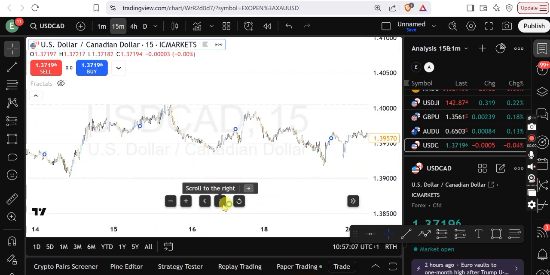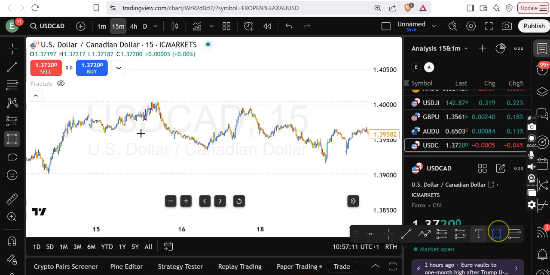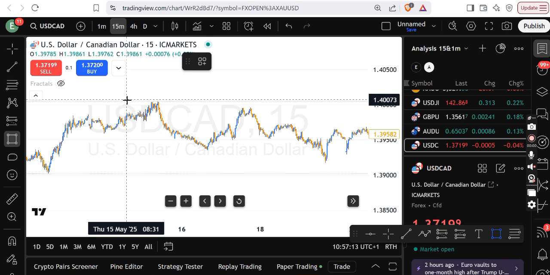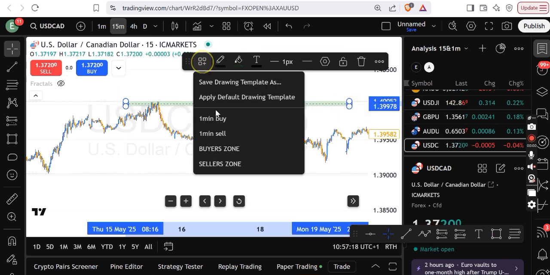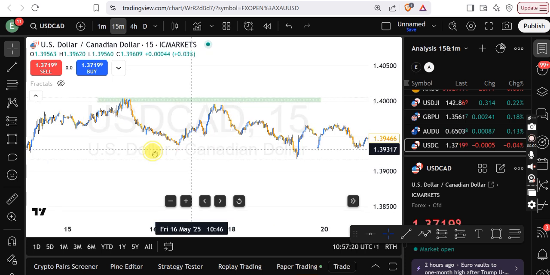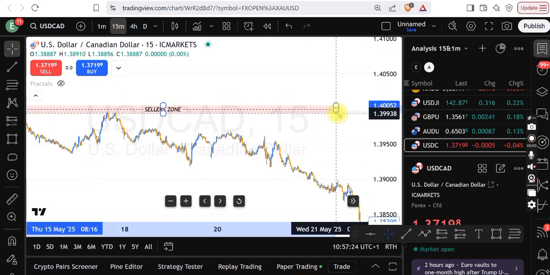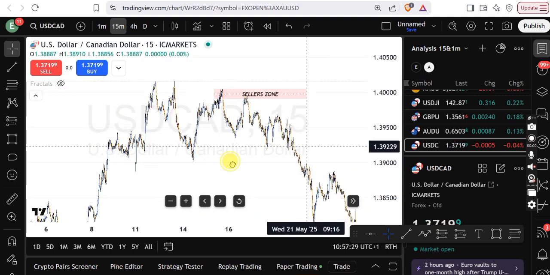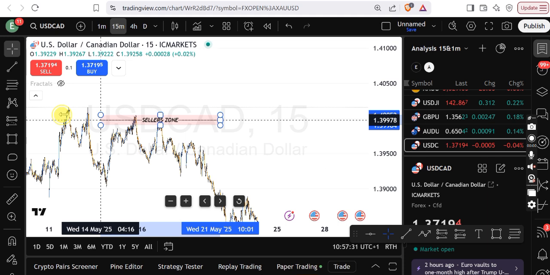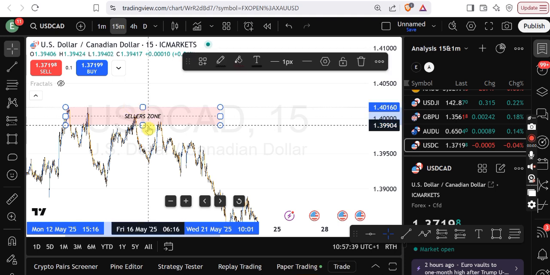So we're going to be looking for trade on the 1 minute time frame, meaning the 15 minutes is going to be our guide. As you can see, we have the seller zone where the downtrend started for the 15 minutes time frame. So we're going to mark it or identify it so that when price approaches that zone on the 1 minute time frame, we will know what to do.